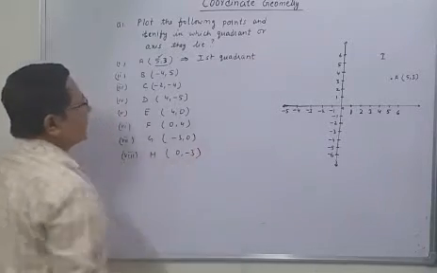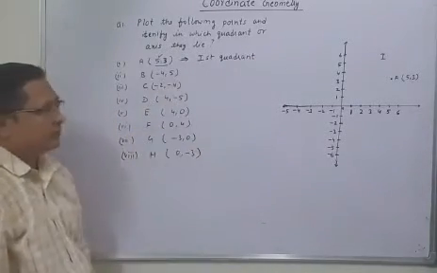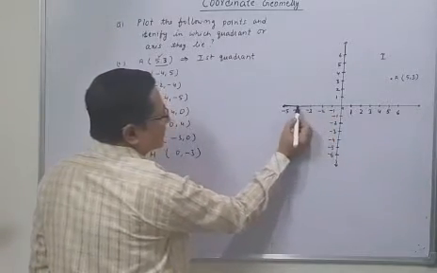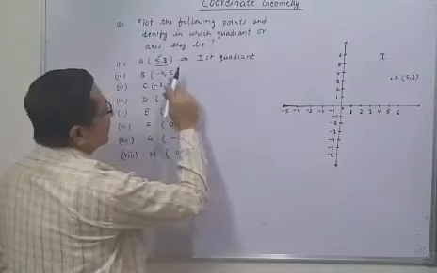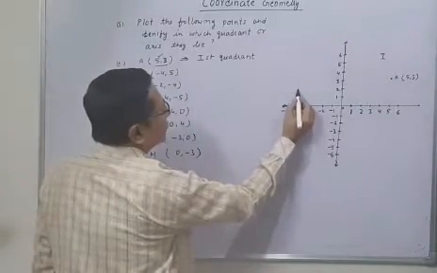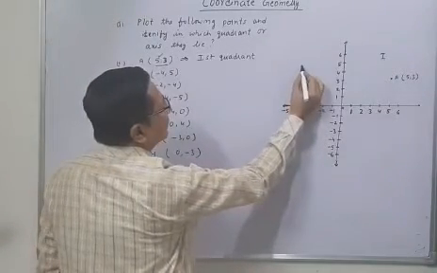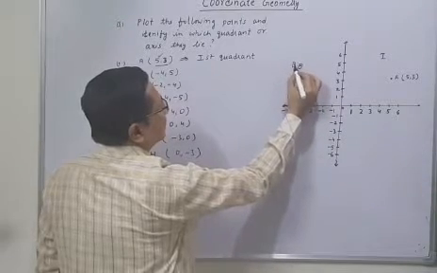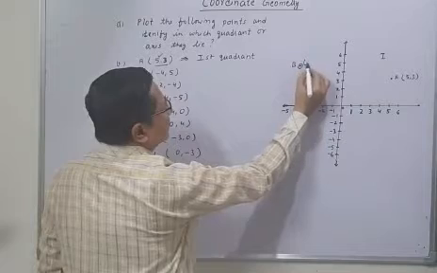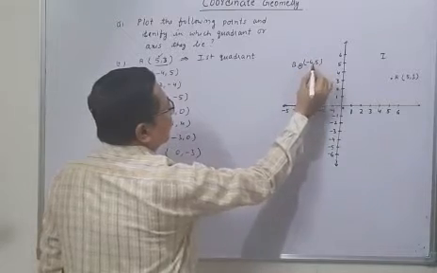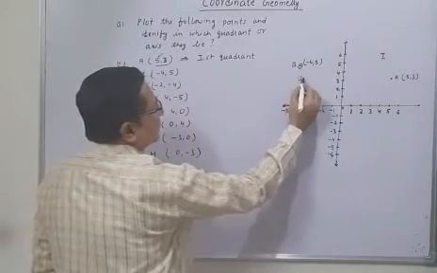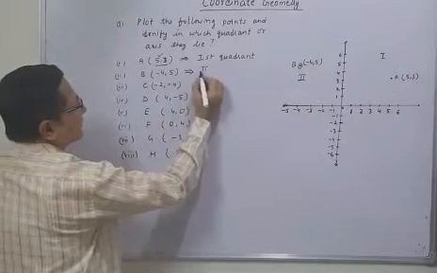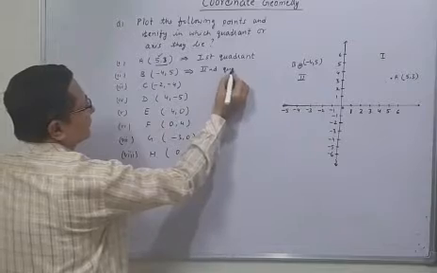Now let us take the second point, minus 4, 5. So we'll move toward the x-axis, minus 1, minus 2, minus 3, minus 4, and then 5. So 1, 2, 3, 4 and 5 is here. So this point will be considered as B and having the coordinates minus 4, 5. As you can see, it is in which quadrant? It is in the second quadrant.